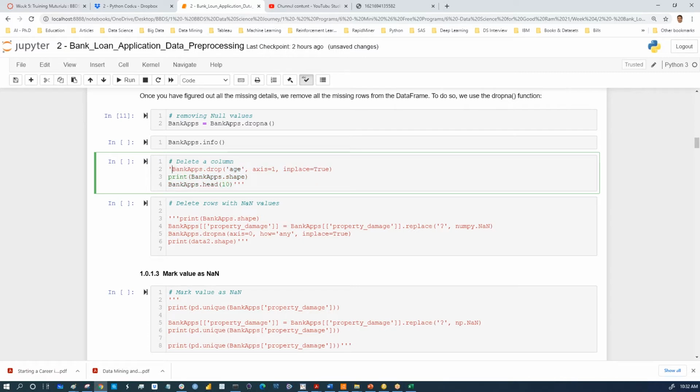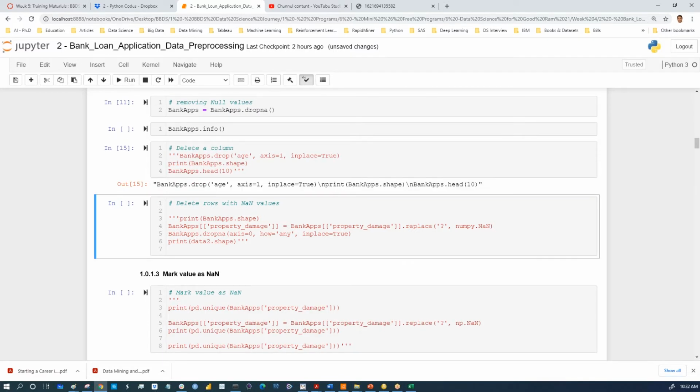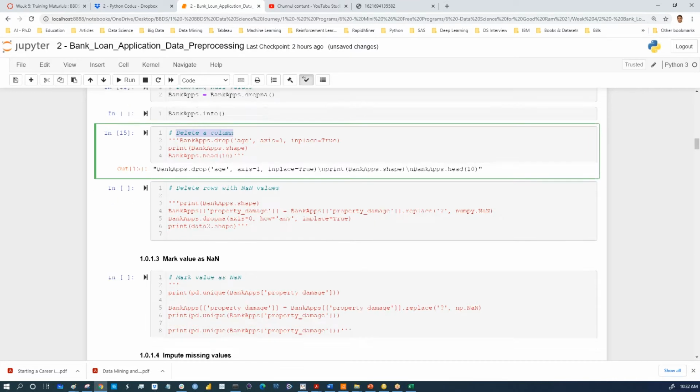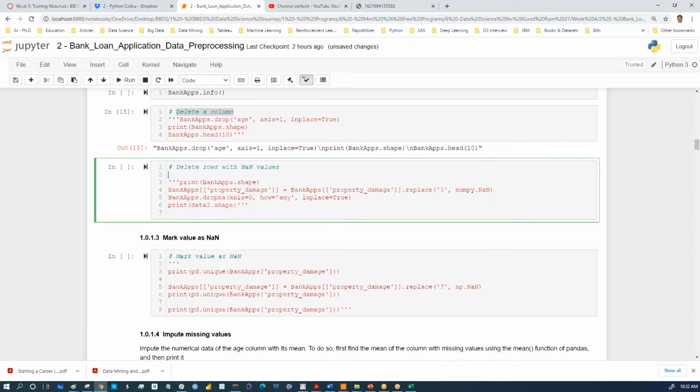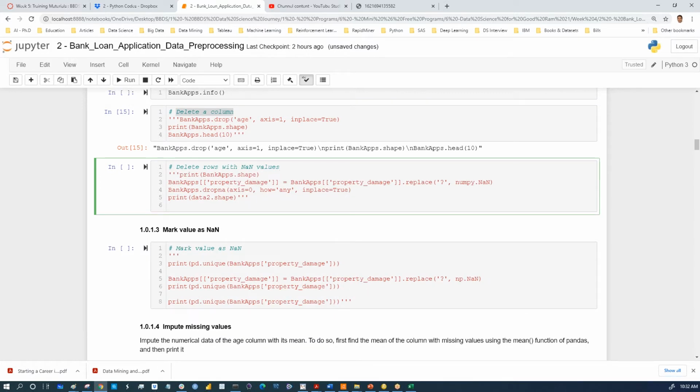Anything you see in red is code for you guys to use as a template. But since we are not using it, I'm putting it between two triple quotations. You could delete the column, simply uncomment. You could delete the row that has an NA. So this is the code. I'm going to skip.